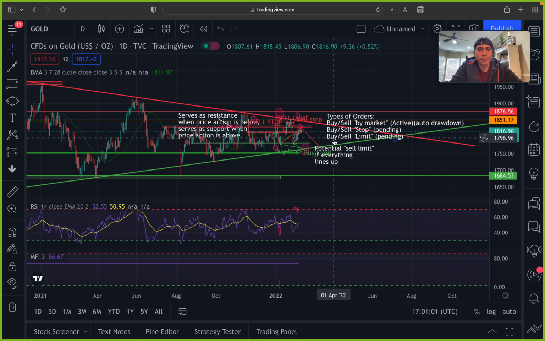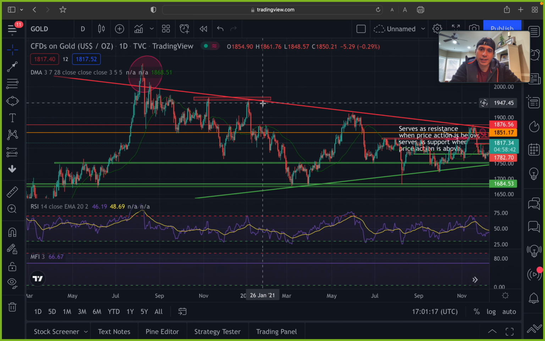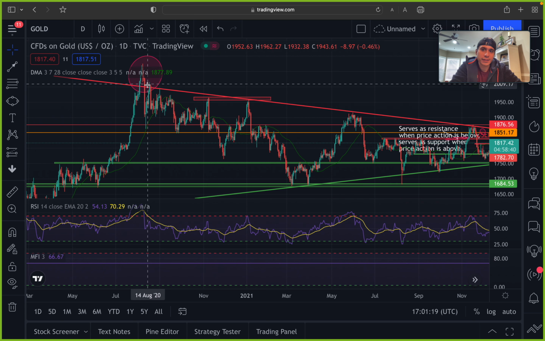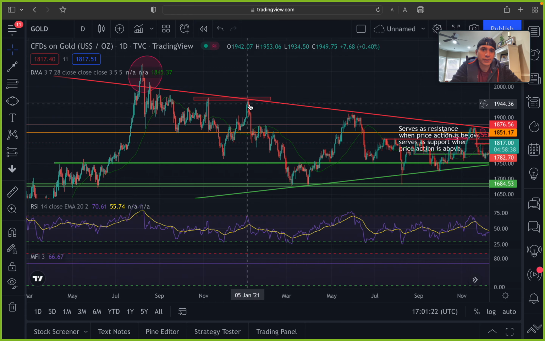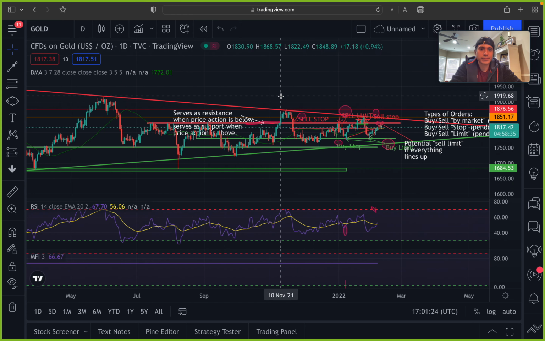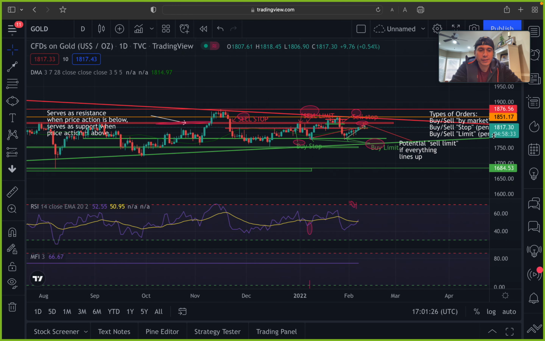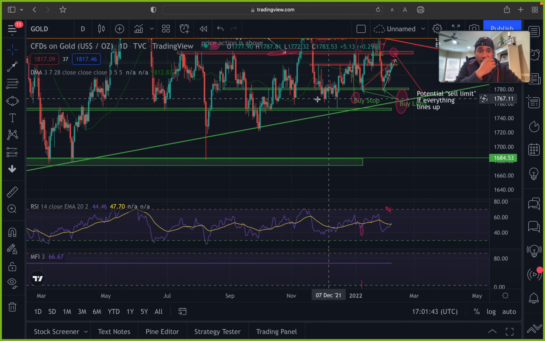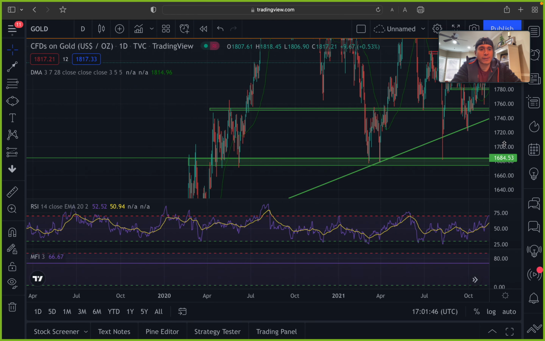So take a look at this red trend line over here. Most of the time when price action comes up to this area or line, it sells off, sells off, sells off, and sells off. That one's resistance. Now take a look at this other area of support. This green line, buys off, buys off, buys off. So that's an area of support.